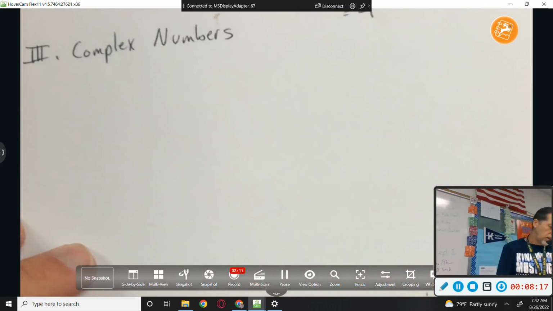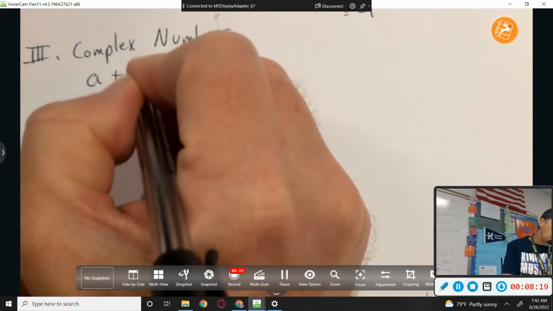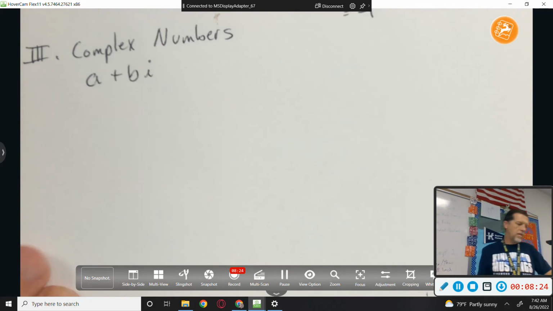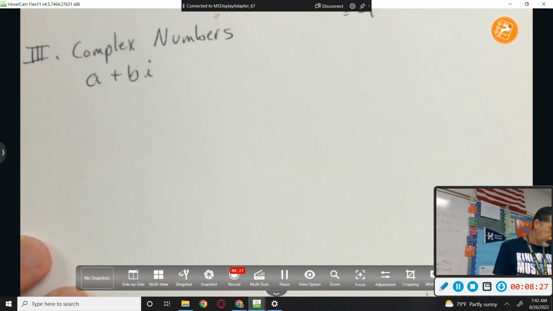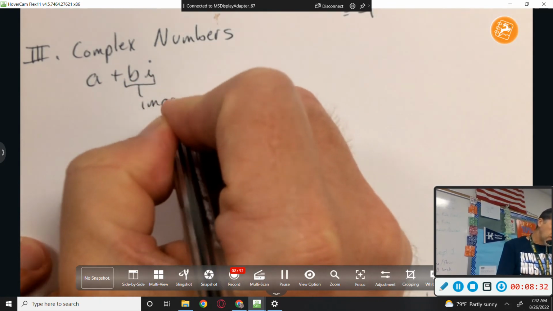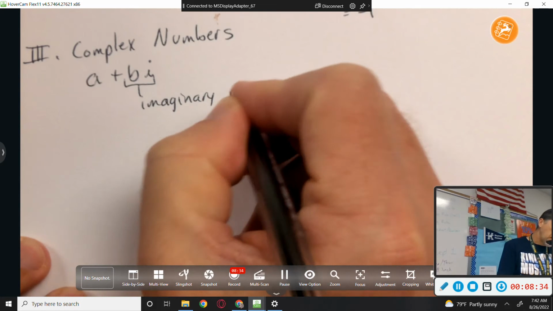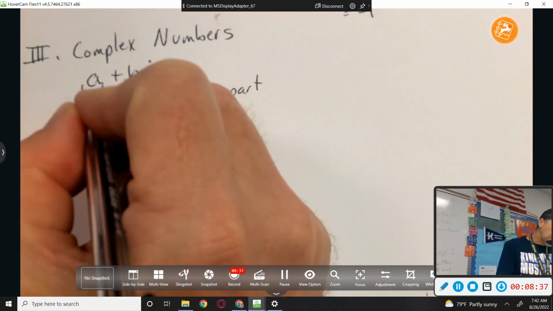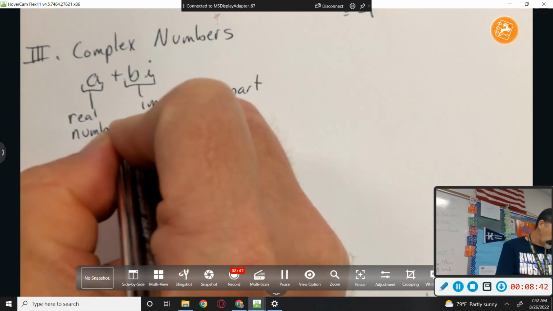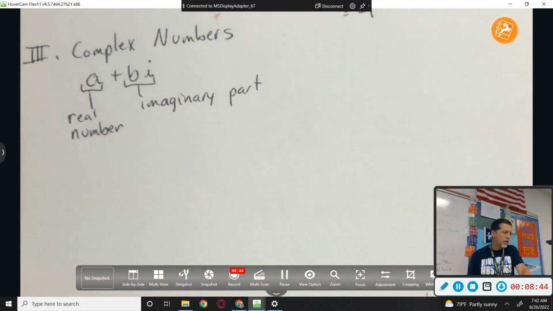Complex number. That looks like a plus bi. So bi, that's the imaginary part. And a is the real part, or the real number. So they're complex because they have both a real part and an imaginary part.